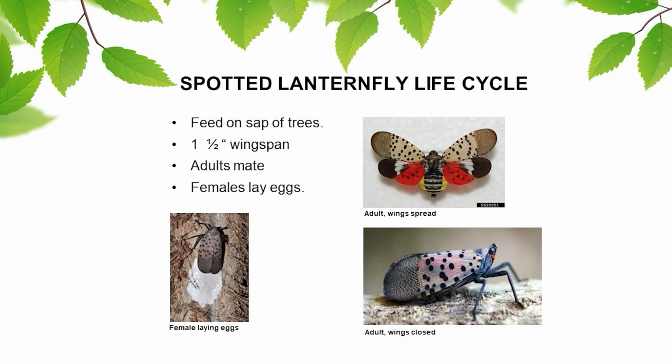Spotted lanternfly life cycle. The adults also feed on the sap of trees. They have a wingspan of 1 1/2 inches and are very colorful. The adults mate and the females lay egg masses.